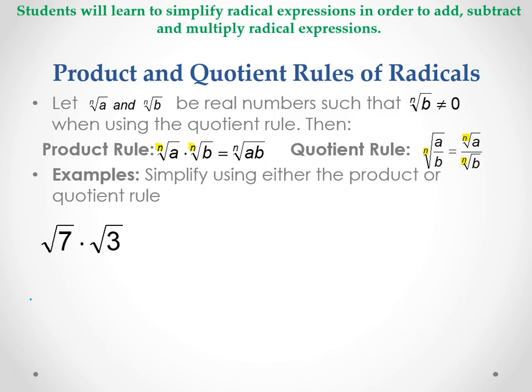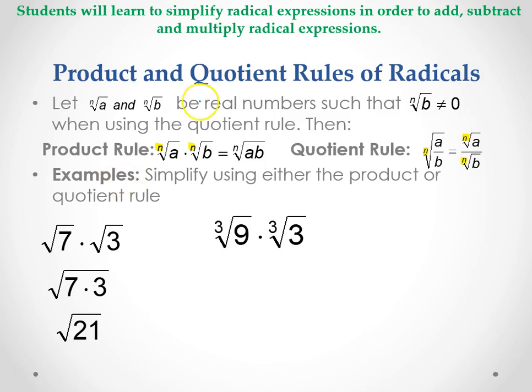Okay, so our first example is we have the square root of 7 and the square root of 3. Do the roots match? Yeah, the roots match. They're both square roots, so we can write that as the square root of 7 times 3, which is the square root of 21. So you can combine them like that. Another example, the cube root of 9 and the cube root of 3. Well, the roots match. They're both cube roots, both third roots. So you can write that as the cube root of 9 times 3, which is the cube root of 27. And the cube root of 27 is 3.